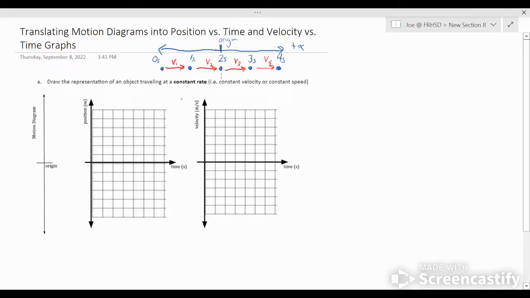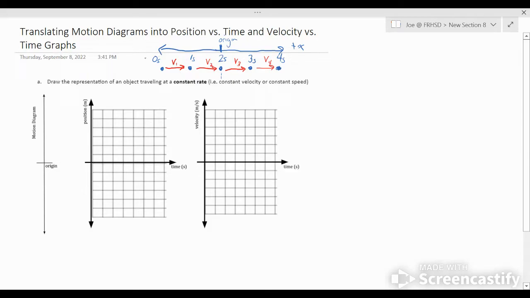Okay, so right now we're going to discuss how to translate motion diagrams into position versus time and velocity versus time graphs. So we have an object traveling at a constant rate. As you can see above, the position changes at regular distances for each second. The velocity arrows are constant and they're pointing to the right.